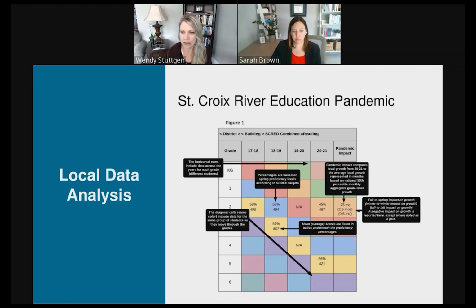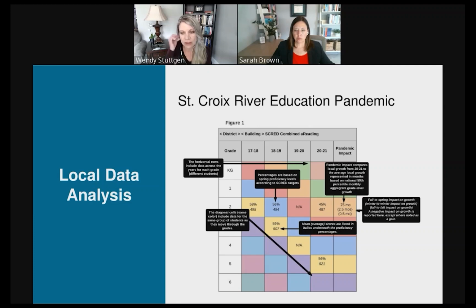Now, we didn't collect screening data in the spring of 2020 due to school closures, so that's why you see the NA there. If we start at the second grade cell and move horizontally, these would be second grade students from the 2017-18 school year through the 2021 school year. If we start at the second grade cell again and move diagonally, we can see the same group of students as they move through the grades, as indicated by the yellow colored cells. In this case, you can see second graders as they move to third grade, then fourth grade, and then fifth grade.